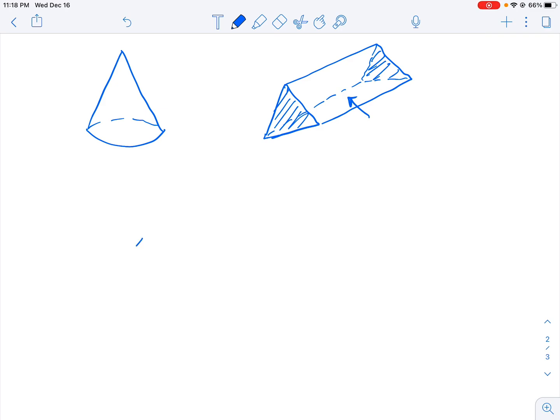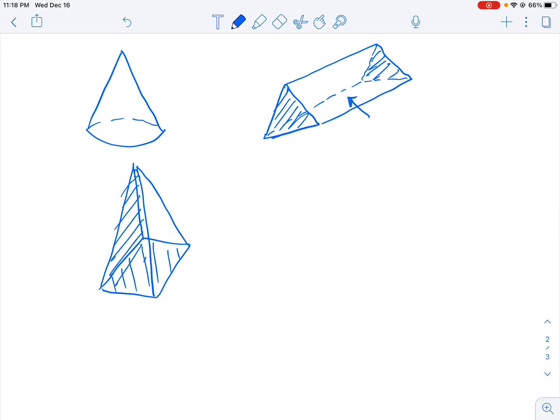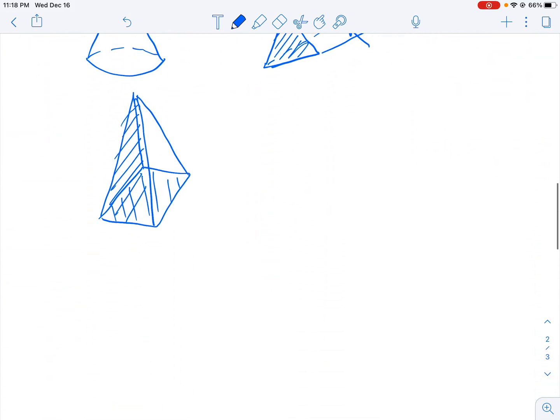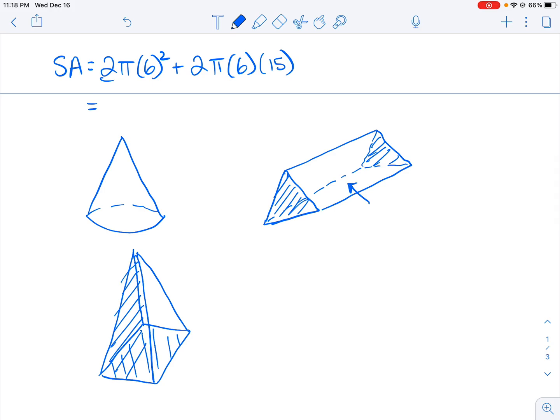What else do we have? We have a square-based pyramid. So a square-based pyramid, to find the surface area, you've got a square on the bottom, and then you've got 4 triangles. Like this guy, that guy, yeah, 4 triangles. What other shapes do we do? I'm blanking, but that might be all of them. Okay, so that's how you find surface area. Just find the area of each side of the shape.